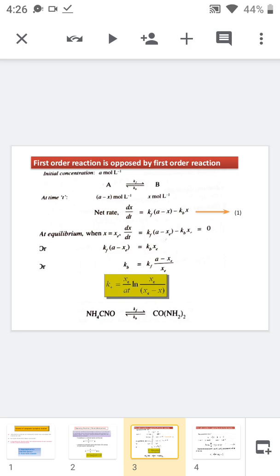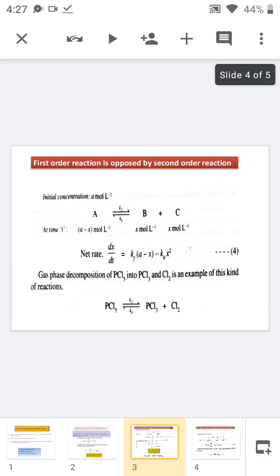Now let us discuss the first example for this type of opposing reaction. Ammonium thiocyanate converted into urea, in which we can see that both the forward and backward reaction are first order, and the rate constant for the forward reaction is Kf and the rate constant for the backward reaction is Kb.